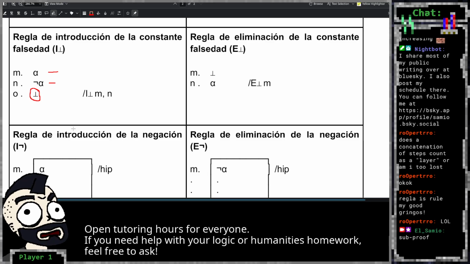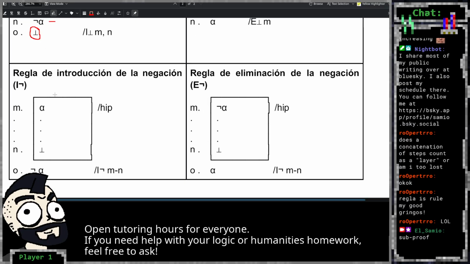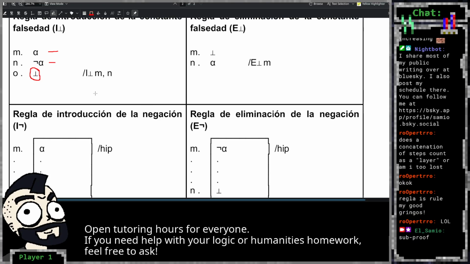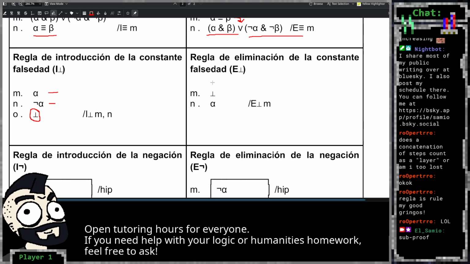And really, the only use of this symbol is for the next three rules. If we have a contradiction, then we can just invent any formula that we want. That is a very weird rule, and it's not as useful as it seems.